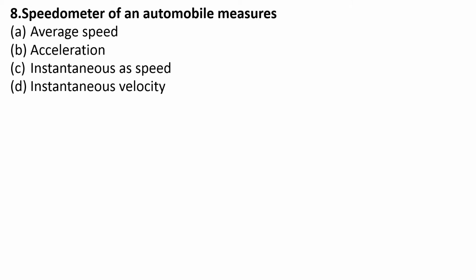A speedometer does not indicate direction of motion, so it cannot measure instantaneous velocity. It measures only instantaneous speed. So the answer is option C, instantaneous speed.